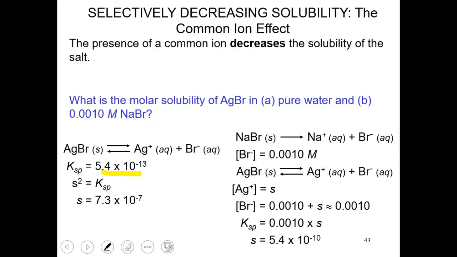So notice that if I put the silver bromide in water, 7.3 times 10 to the negative 7 moles per liter of compound dissolved. But if I have it in a solution that has bromide ions in it, it drops to 5.4 times 10 to the negative 10. Again, the presence of the bromide ion already in there drives the equilibrium back towards the undissolved salt or compound, which means the solubility decreases. All right?